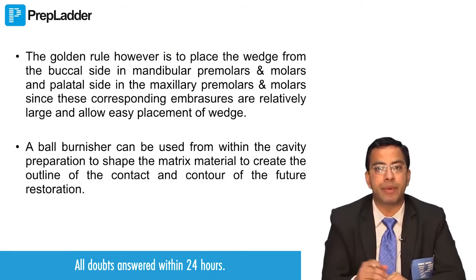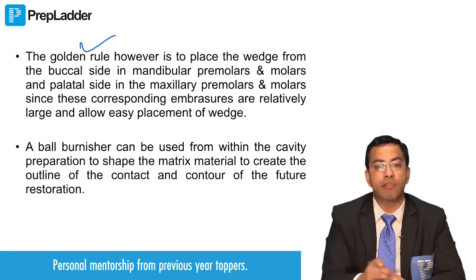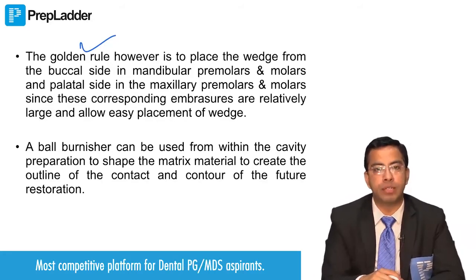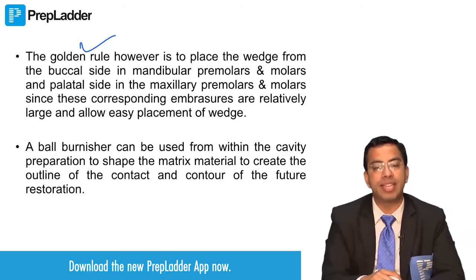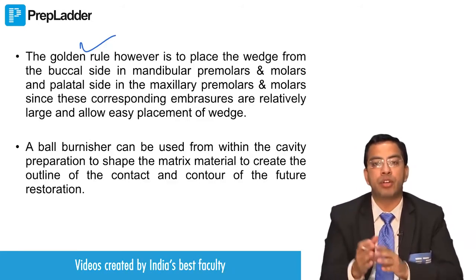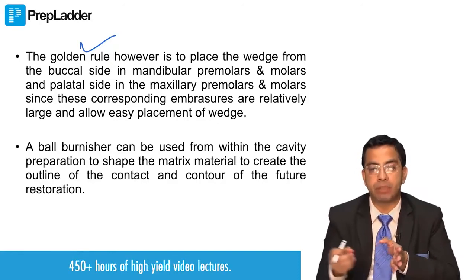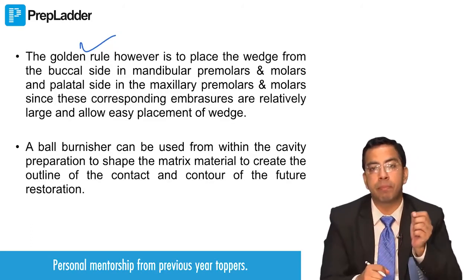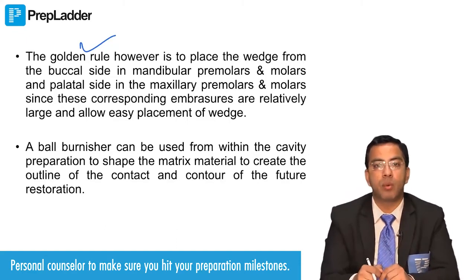And when you place the wedge, what is the golden rule? The golden rule is to place a wedge from the buccal side in the mandibular premolar and molar area, and from the palatal side in the maxillary premolar and molars, since the corresponding embrasures are relatively larger and they allow easy placement of the wedge. So, when you are restoring the mandibular premolar and molars, the wedge will always be placed from the buccal side towards the lingual side, and in the maxillary molars always from the palatal side towards the buccal side, because these embrasures are much wider.